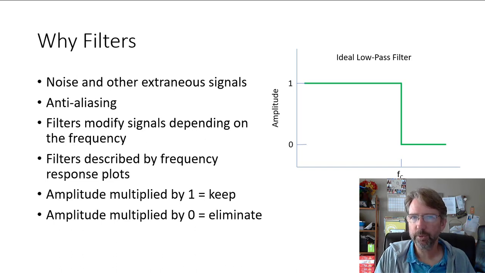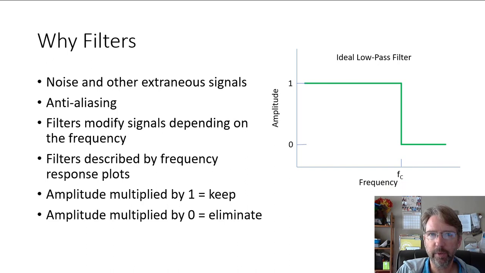Filters are used mostly for getting rid of noise. Noise in a signal can come from vibration or from power supply noise, lots of different ways to get noise in a signal. Also, we always use an anti-aliasing filter in a digital acquisition system to make sure we don't have any alias data.